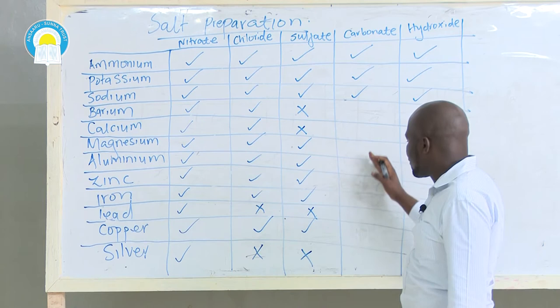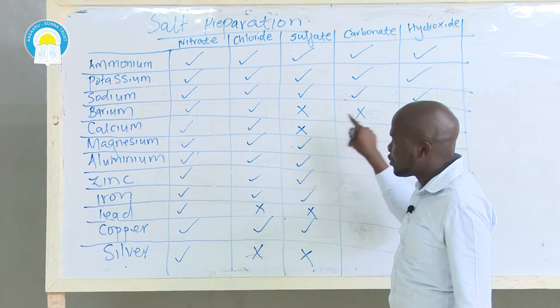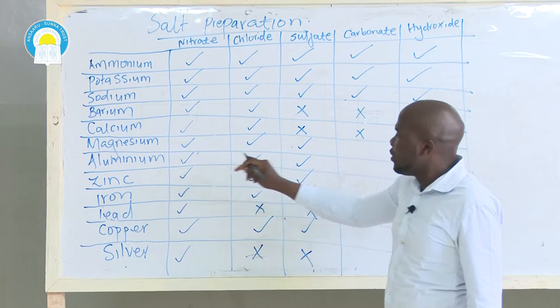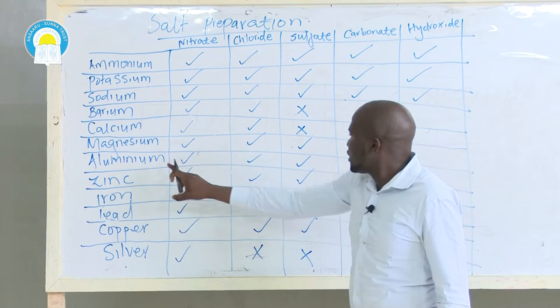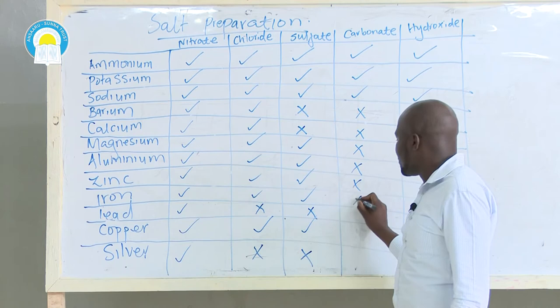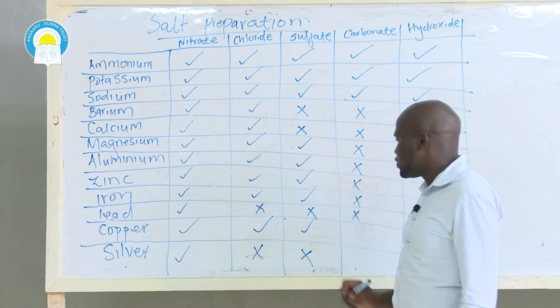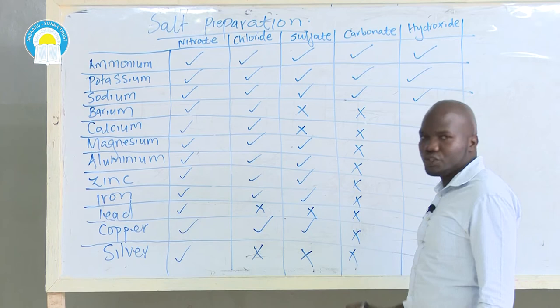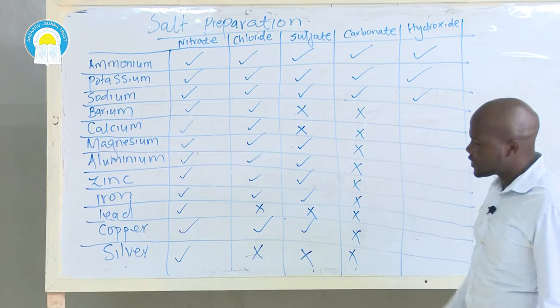The rest are insoluble. So for the rest of the carbonates, barium carbonate is insoluble, calcium carbonate is also insoluble, magnesium carbonate is also insoluble, aluminium carbonate is also insoluble, zinc carbonate is also insoluble, lead carbonate is also insoluble, copper 2 carbonate is also insoluble, silver carbonate is also insoluble. So all the remaining carbonates that have crosses means they are insoluble. That is what they are saying here.